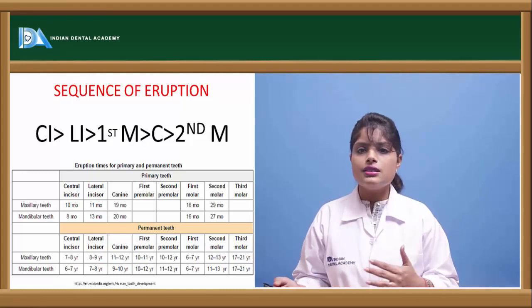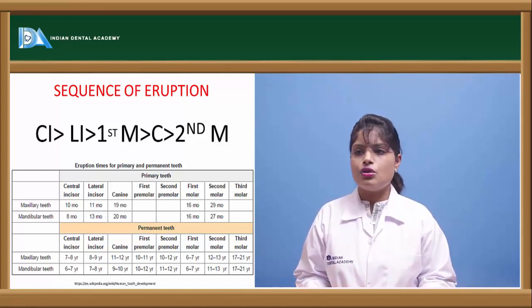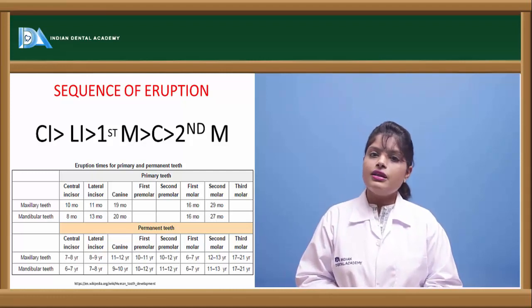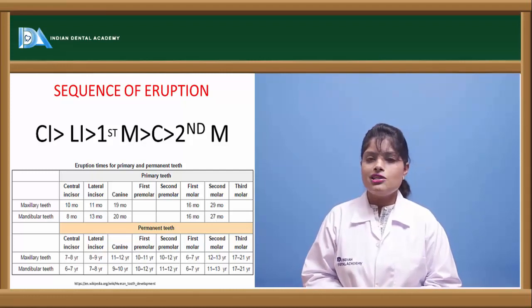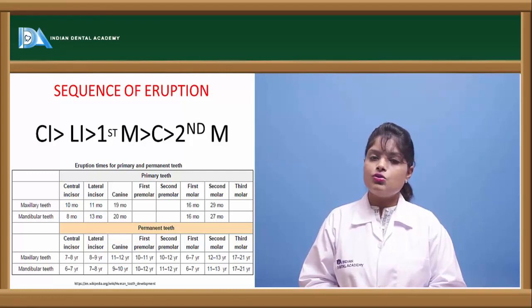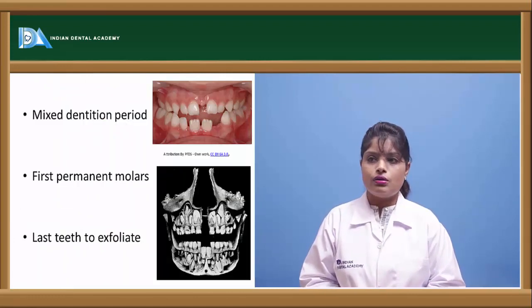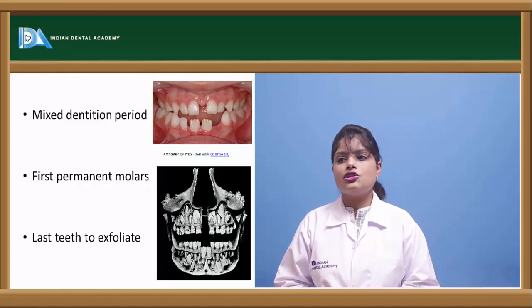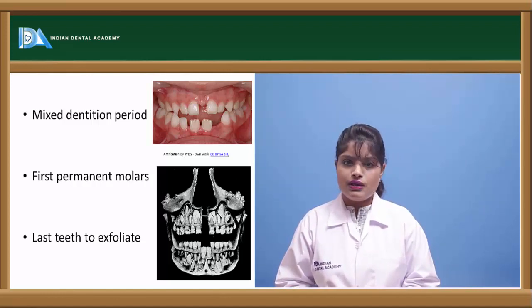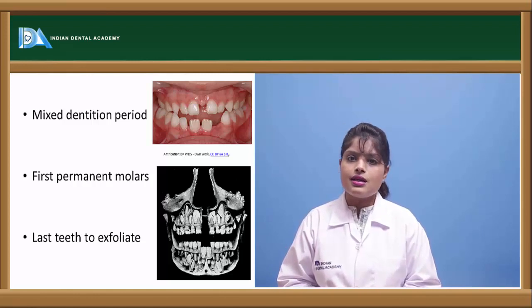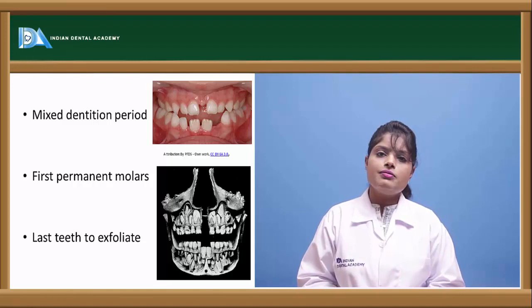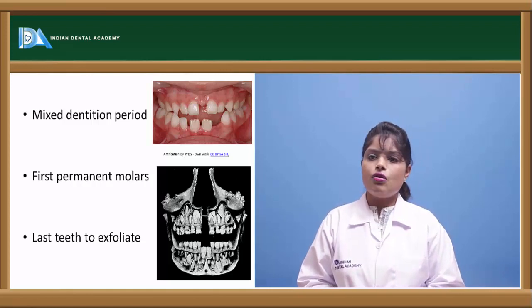So a further sequence is followed for the eruption of the primary teeth. After the eruption of the teeth, the root formation takes 1 to 3 years for completion. So there is a certain primary dentition period and the mixed dentition period. In the mixed dentition period, the first molar arises, and the last tooth of the mixed dentition period exfoliates between 11 to 13 years of age.